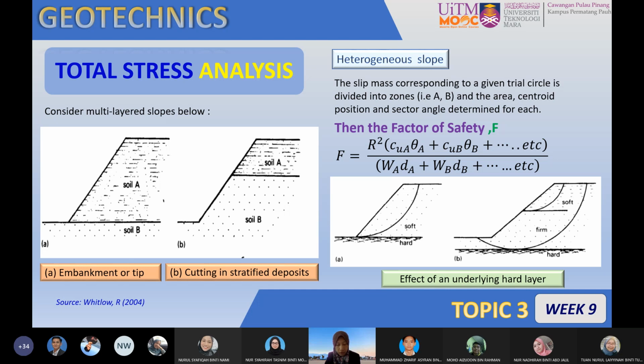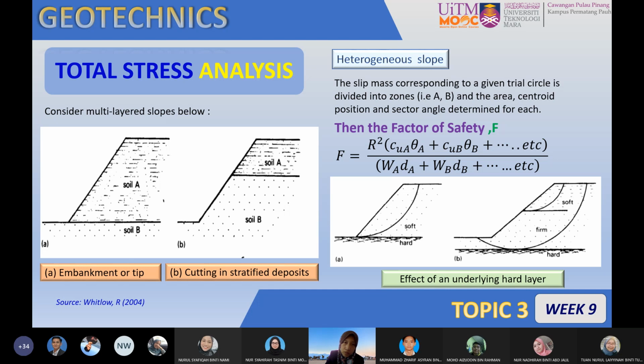For example, for A, the effect of underlying hard layer. What happens to the shape of the slip circle when we have an underlying hard layer? So for figure A, when we have the hard layer at the bottom and the upper layer is soft, it is given to us that there are two kinds of failure.